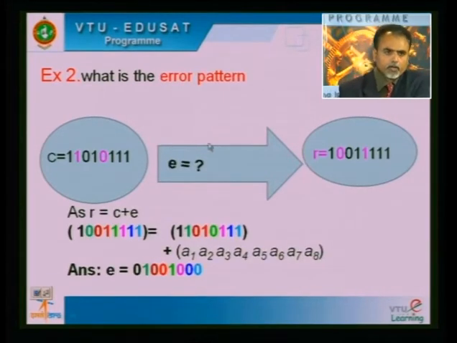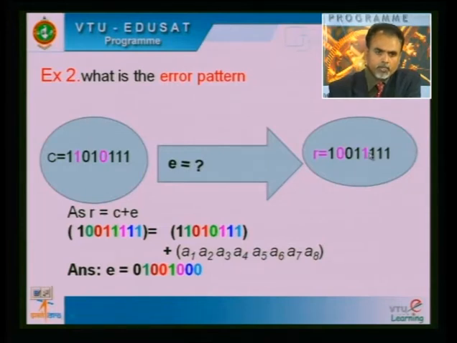Now, similarly, what is the error pattern? If c and r are given, how do you find the error pattern? C is there, r is there, what is the error pattern? So I write r equal to c plus e. E I do not know, so a1, a2, up to a8. What is a1? For example, 1 plus a1 equal to 1, so a1 should be 0. 1 plus 0 equal to 1. Similarly, here 0 is there, and 1 plus a2 should give 1, so I have written 1. Green color you see, 1 plus a2 is 1.